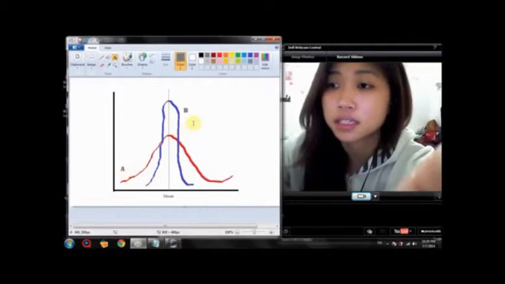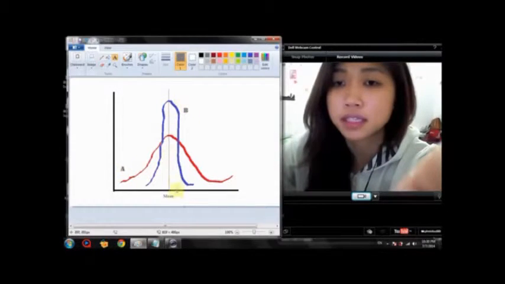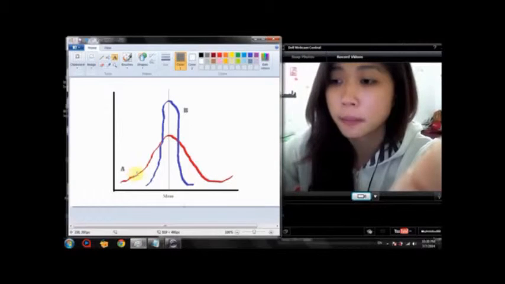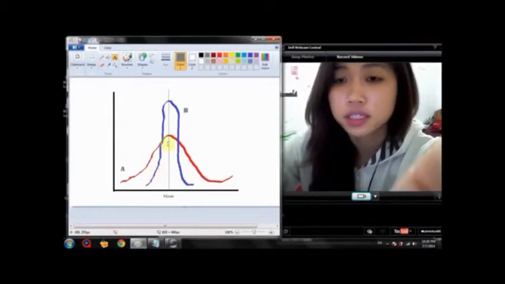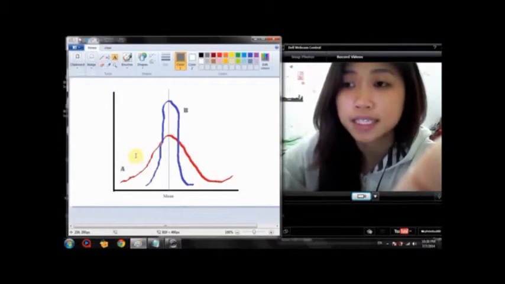By looking at A and B, A is much flatter than B and B is much steeper than A. Both A and B have the same mean, the same average, but their variances are different. You can see the spread of the normal distribution of A is much wider than B, and B is much closer to the mean. Therefore, we can say that B has the lower variance as compared to A. As a conclusion, B is the best as compared to A. So that's all for best, and my friend will continue with the next property. Thank you.